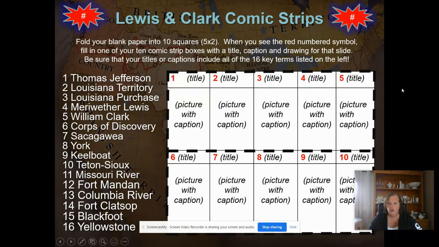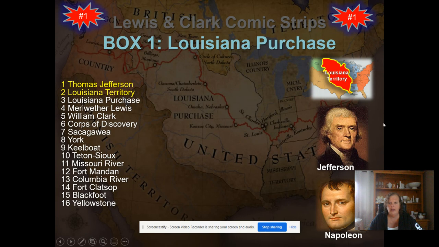I've already done the directions, so we won't spend a lot of time on that, but please get your paper ready. You should have 10 squares to write in. And we are going to start off with square number 1. And remember, you know it's square number 1 because there is a 1 up at the top. When you get done with square number 1, this is showing you that you are going to have Thomas Jefferson and Louisiana Territory written somehow in your explanation.